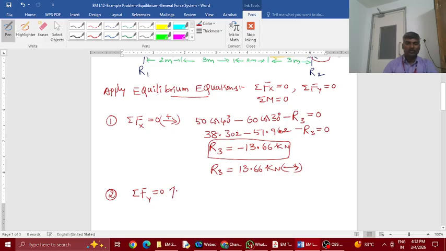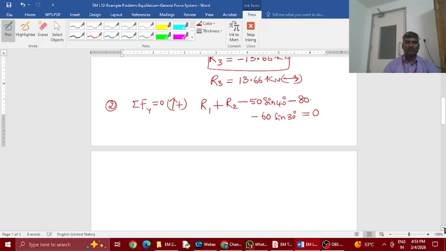So choose any direction as positive. I take upward forces as positive. So R1 is upward here. So let us say R1 plus R2 is also upward. Remaining all are downward. So minus 50 sine 40, the component of 50, and minus 80, the direct vertical force, which is also downward, and minus 60 sine 30, total sum shall be equal to 0.